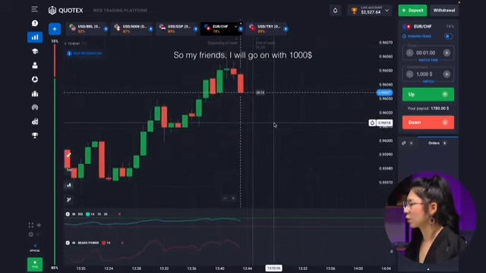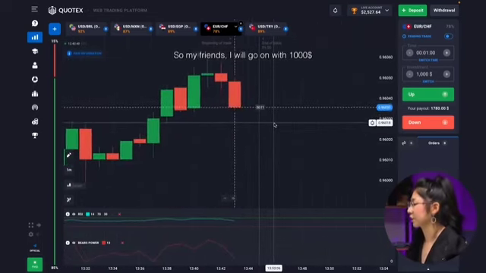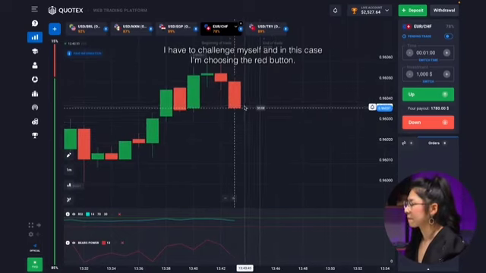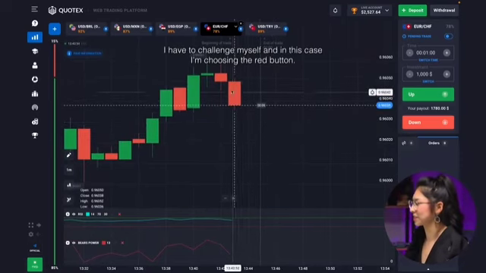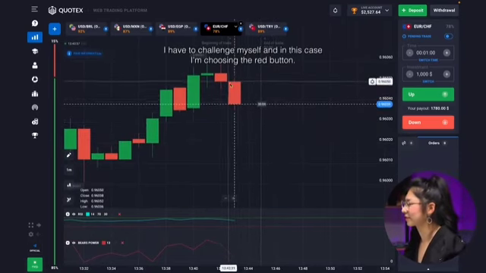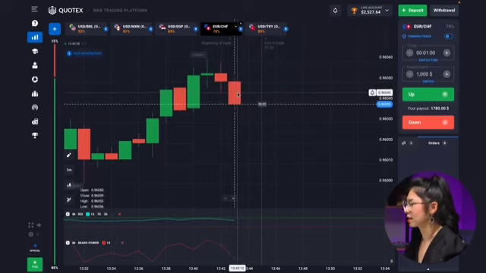So my friends, I will go on with $1,000, definitely. I have to challenge myself, and in this case I'm choosing the red button. So guys, let's go.